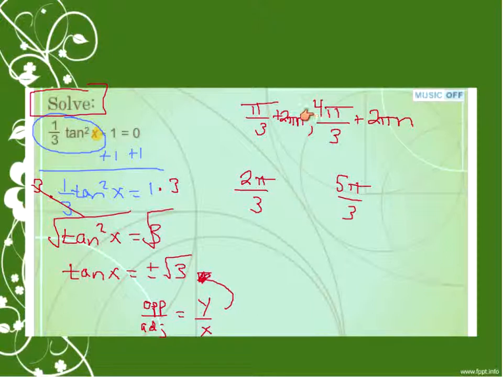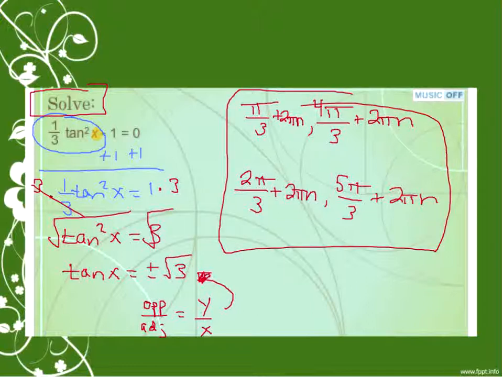Remember, 2 pi is 1 full revolution. So it's saying go to 4 pi over 3 and do 1 full revolution. That's going to be another answer. Do another full revolution. That's going to be another solution. So here's how we write our final answer. Like this. So how many solutions do I have? Don't say 4. There are infinitely many solutions.